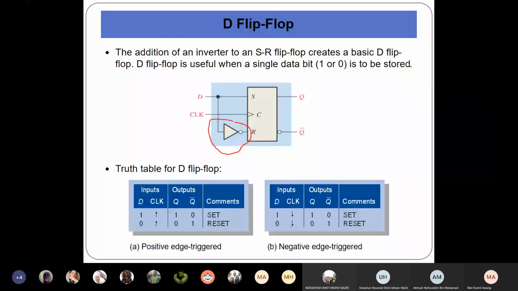For negative triggered, when D is 1 and clock changes from 1 to 0, the trailing falling edge, then Q is 1, is the set. And if D is 0, clock changed from 1 to 0, then Q is 0, Q bar is 1, is reset. The difference between positive edge trigger and negative edge trigger is actually which part of the clock that you will start to store the value, the data, into the memory. So you store here when the clock is from 0 to 1. This one, you store the data when it's from 1 to 0.